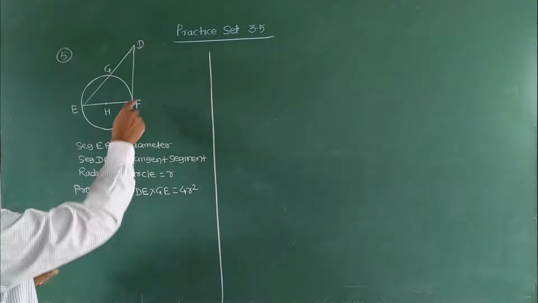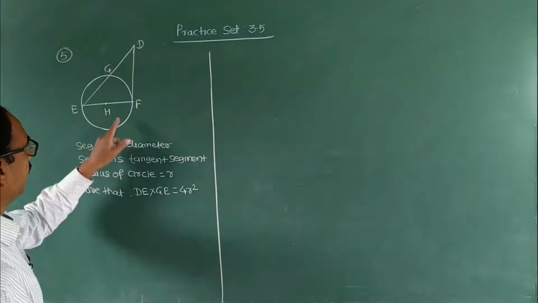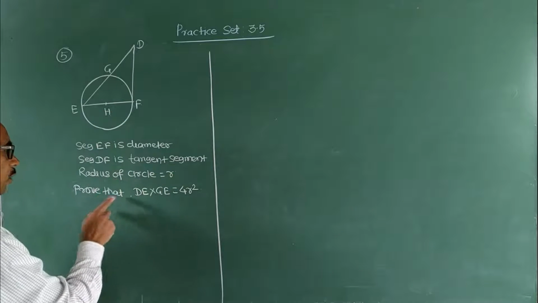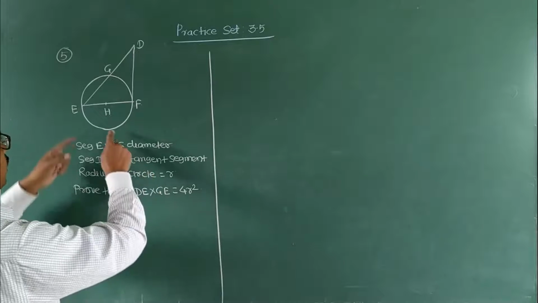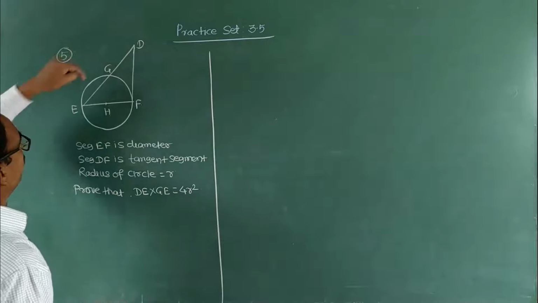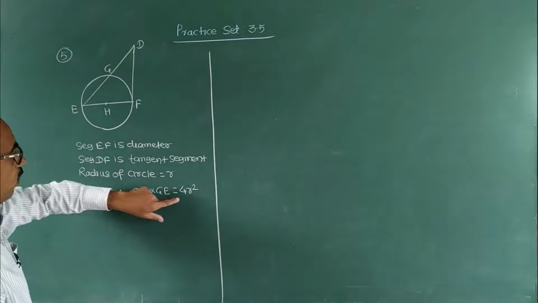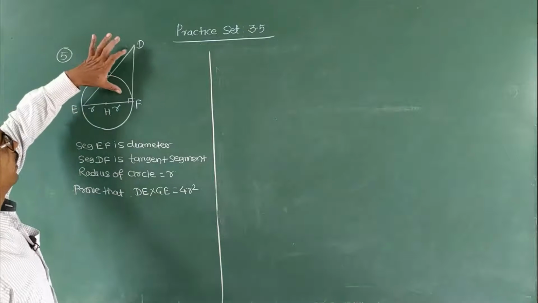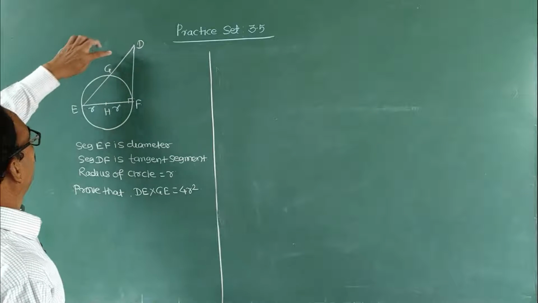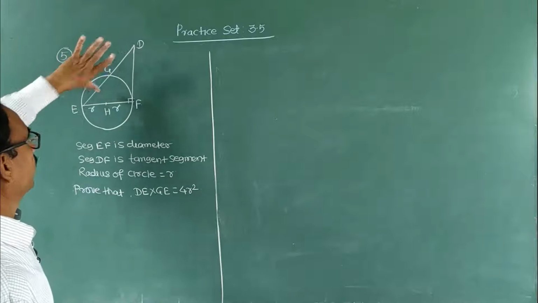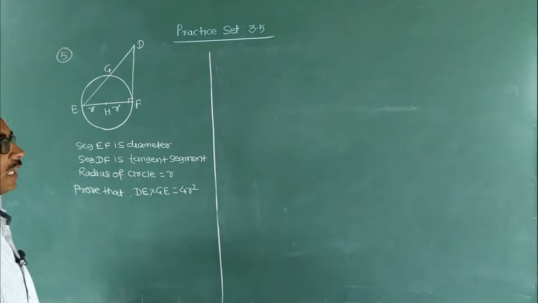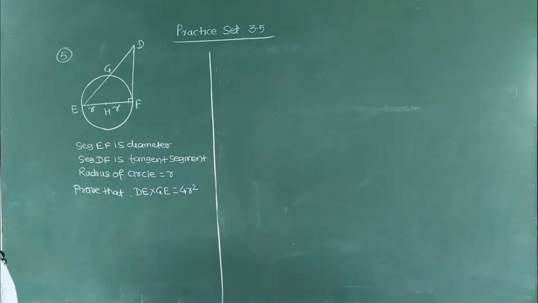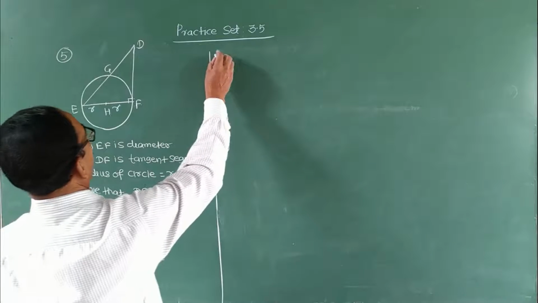Here F is the point of contact. Then the radius of the circle is R, and we have to prove that DE into GE, this product, is equal to 4R square. Here DF is a tangent segment and DE is a secant. So we can use the secant tangent segment theorem.